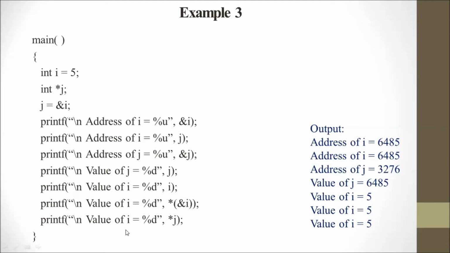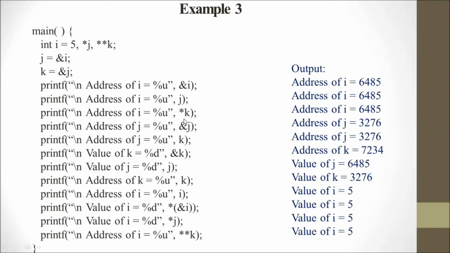And in the last printf, value of i equal to pointer j. So j will print the actual value. Here j contains the 5, so the pointer j means j contains the actual value of 5. So here also the value of i equal to 5. Okay, so I think you understand clearly the pointer and how to use it.